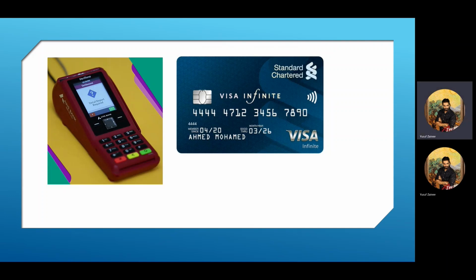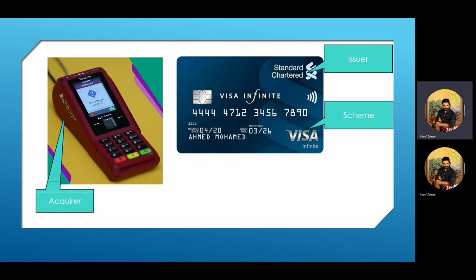And on the left hand side, if you see this terminal, you'll see the manufacturer. In this case, it's Verifone. And then there will be a bank name. The bank name is the one who owns this terminal. So that bank's name is mentioned over here. In this case, Standard Chartered is called the issuer. Visa is called the payment scheme or scheme. And the bank who owns this device where you are swiping this card is called the acquirer. And of course, we are familiar with this terminology now that this is a terminal.